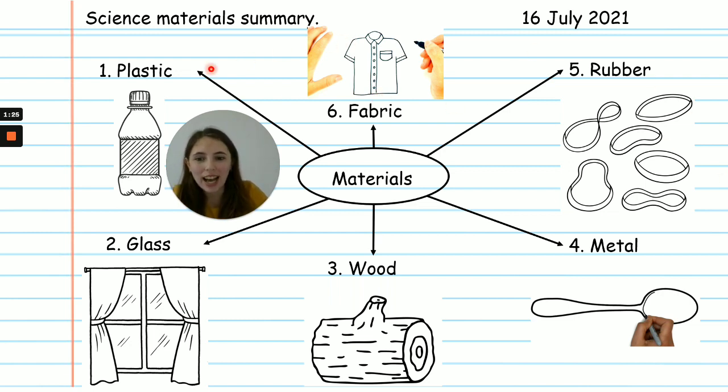Okay, so you have to have the same as Teacher Shanae on your piece of paper. So materials in the middle and then arrows that show plastic and a picture. Glass, draw, wood, metal, rubber, and fabric. At the end of the video, you can color your pictures and send a picture to Teacher Shanae. But let's first do some more writing.